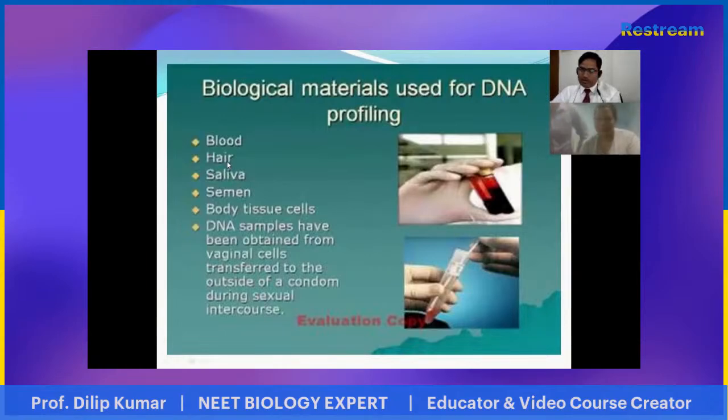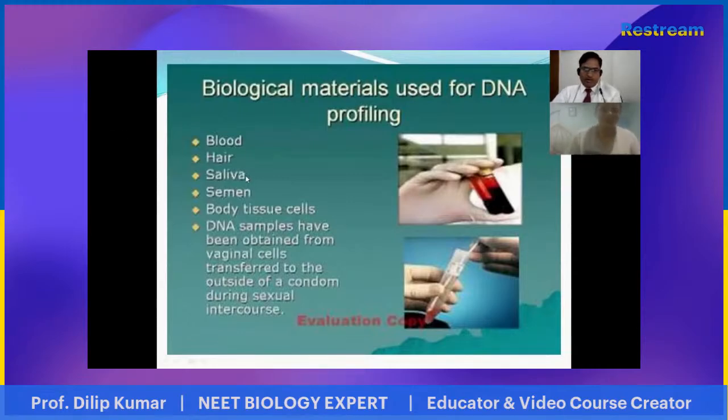Hair is also important, because during a crime, sometimes the criminal removes his clothes or hankies and leaves them there, throws them there. A small quantity of hair sticks to their hankies, shirts, or any other clothes, and that can also become a sample for DNA fingerprinting.